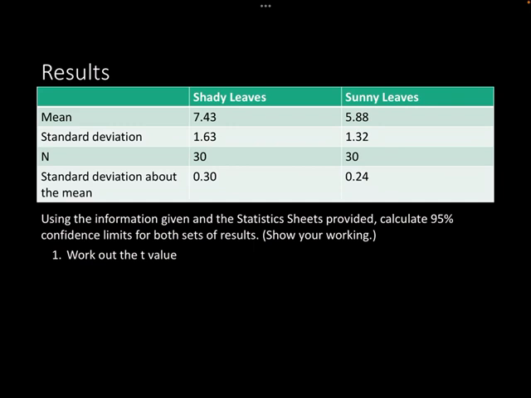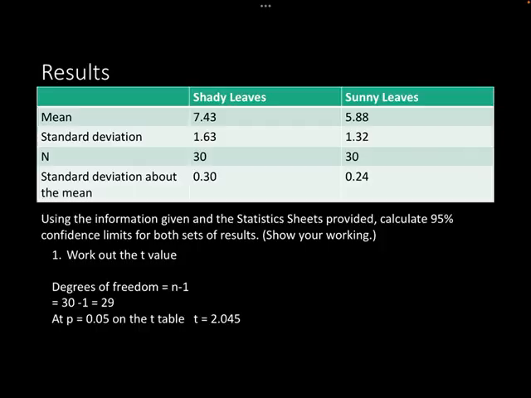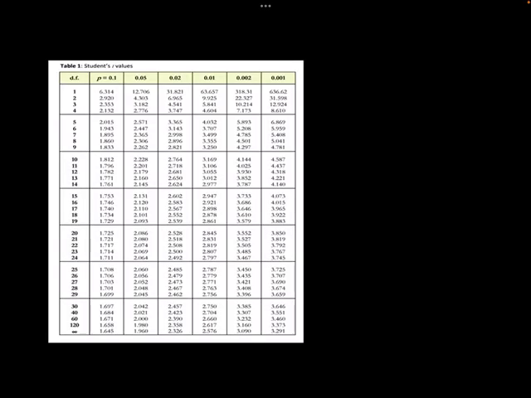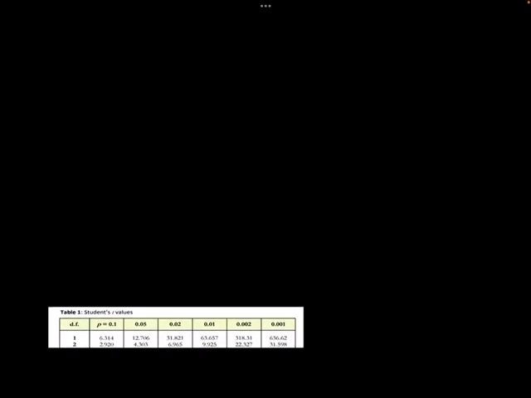So to work out the t value, it is n minus 1 degrees of freedom. So n is equal to 30, so our degrees of freedom is 29. Again, at p equals 0.05. And when you look at that on the t table, you will see that the t value is 2.045. Okay, so we've worked out our t value.